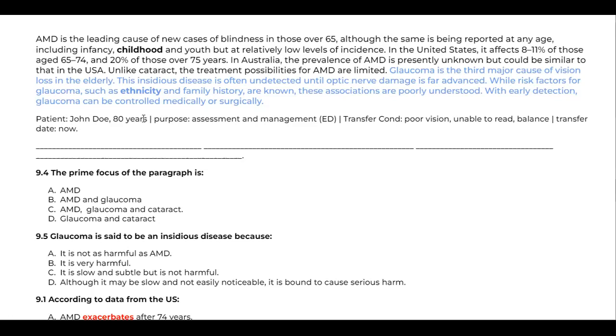I wrote simply, like, I'm writing to transfer Mr. John Doe, who requires an assessment and management for his current health condition. No, you have to specify his current disease condition. Try this one.